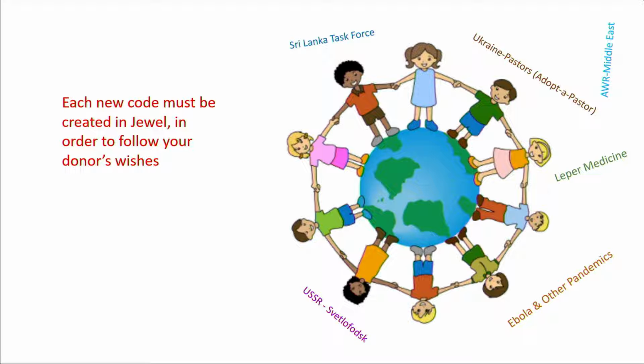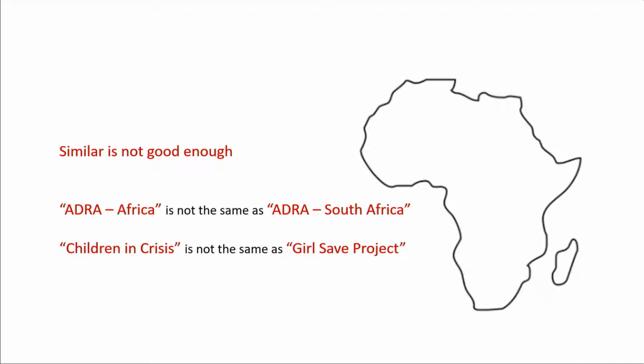All of those World and Conference codes have assigned names and numbers, and they're not interchangeable, which means that similar is not good enough. Example, ADRA Africa is not the same as ADRA South Africa. Children in Crisis is not the same as Girl Save Project or Africa Orphans.